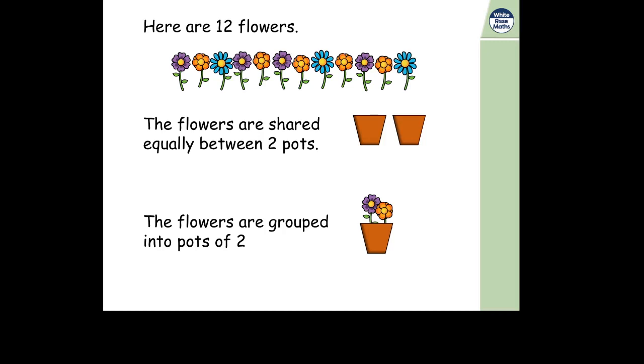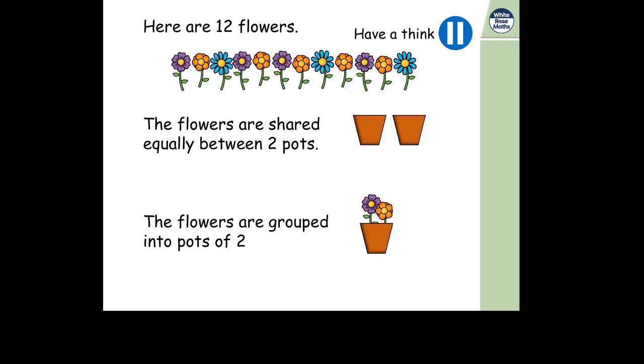So here are 12 flowers. You might want to get 12 objects, and you're going to do it 2 different ways. First time it says the flowers are shared equally between 2 pots. So look, we're sharing the flowers into this pot and this pot. The flowers are put into pots of 2, like this one. We're going to do it both ways. What's going to happen, do you think? Pause the video now, have a chat to your grown-up. What do you think is going to happen? What do you think the answers are going to be?